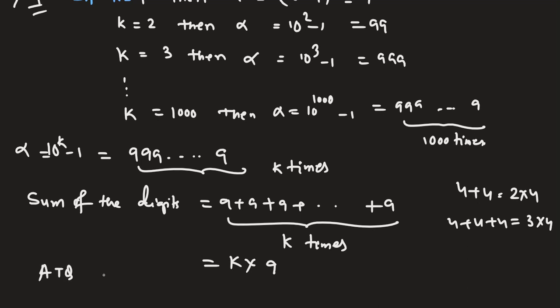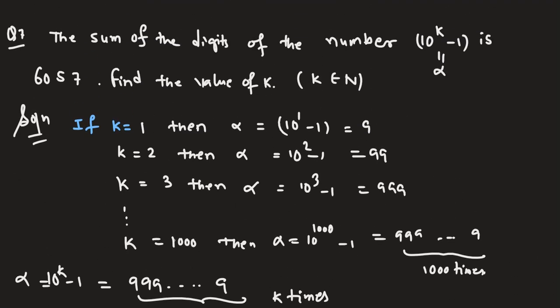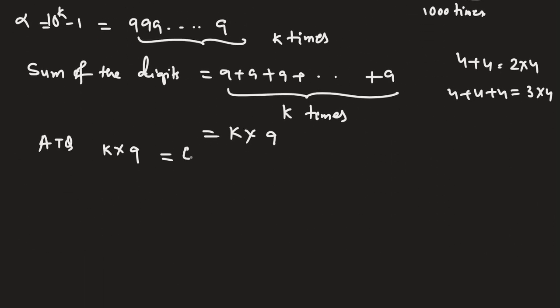According to the question, k times 9 is given as the result 6057. So we have to find the k value. k is equal to 6057 by 9. 7 times 9 is 63, 6 times 9 is 54, 63, 27. The value of k is 673.